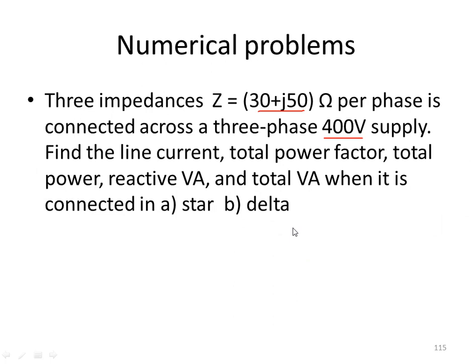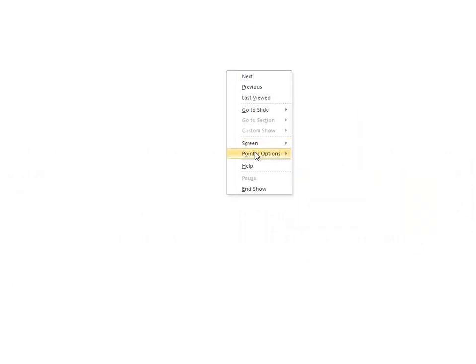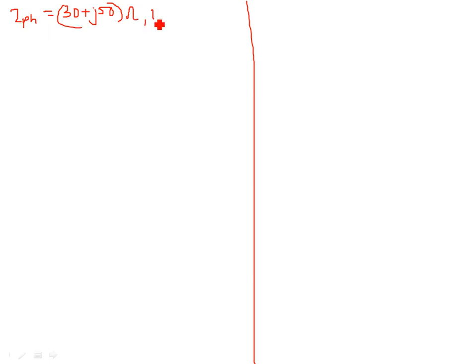Okay. So it is 30 plus j50 and 400. Going to the question. Impedance per phase, that is Z phase, is given by 30 plus j50. And line voltage is given as 400 volt.